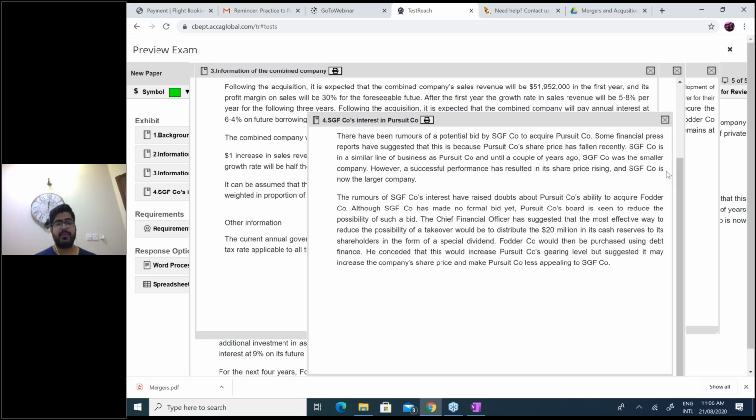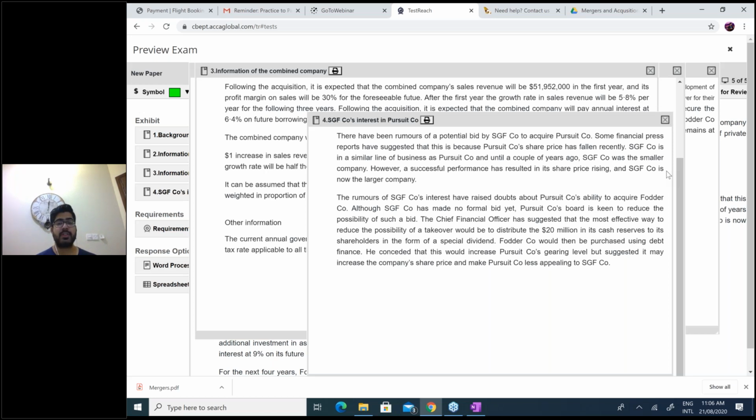The rumors of SGF's interest have raised doubts about Pursuit's ability to acquire Fodder. Also, SGF has made no formal bid yet. Pursuit's board is keen to reduce the possibility of such a bid. The CFO suggested that the most effective way to reduce the possibility of takeover would be to distribute the $20 million in cash reserves to shareholders in the form of a special dividend.